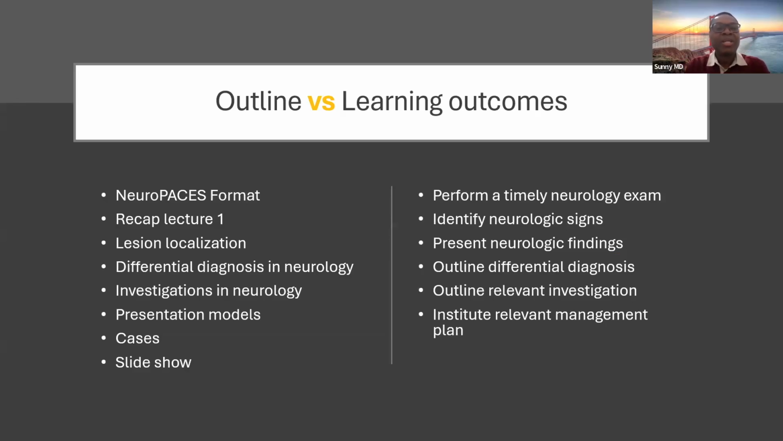So the outline today will be just talking about the NeuroPACES format, which is the shape of the neurology in the PACES exam. I will do a little bit of a recap of lecture one, and then we dwell into lesion localization, and then talk about differential diagnosis in neurology, investigations in neurology, and then we'll give an example of presentation models, because I believe that's one of the areas where the question is how do you present your findings in that short space of time. And then we do some cases.